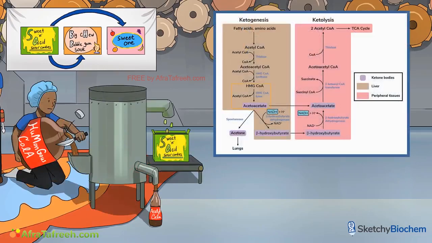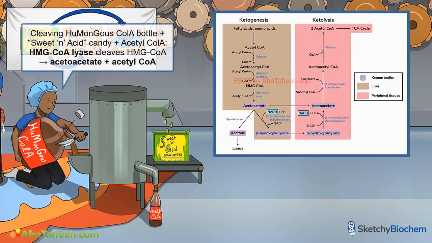In the next step, HMG-CoA lyase cleaves HMG-CoA, producing acetyl-CoA and our first ketone body, acetoacetate. The worker cutting the humongous cola bottle and pouring the contents into that candy contraption is HMG-CoA lyase.